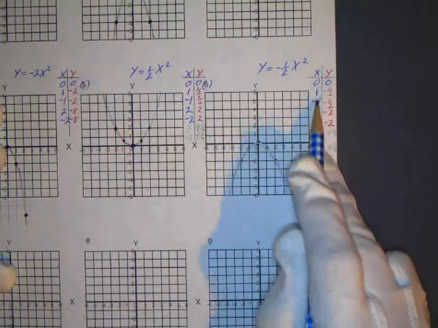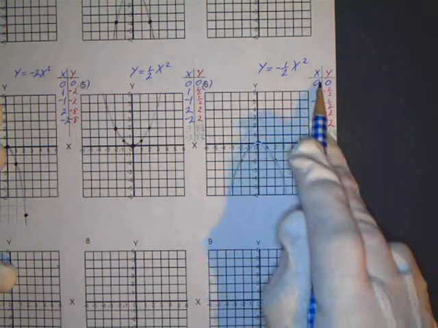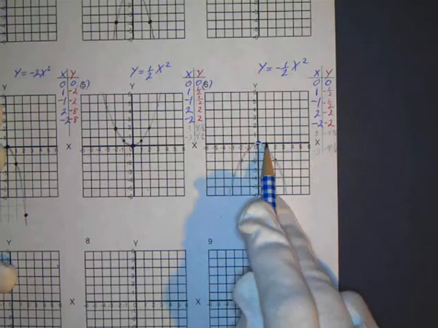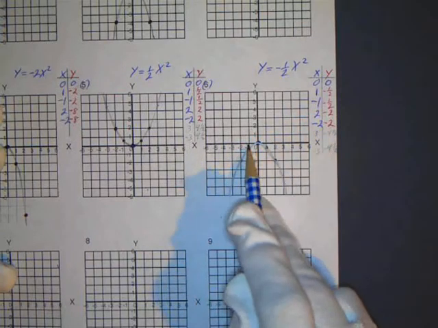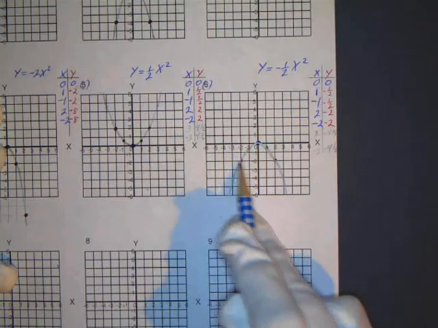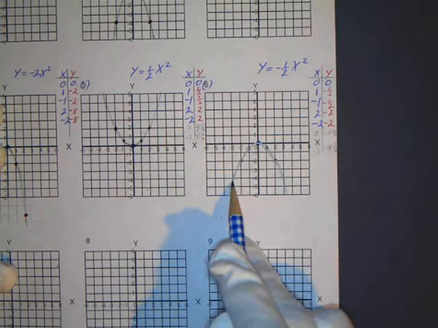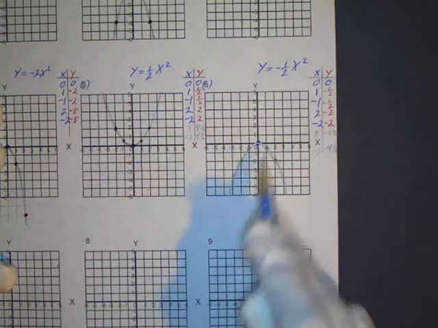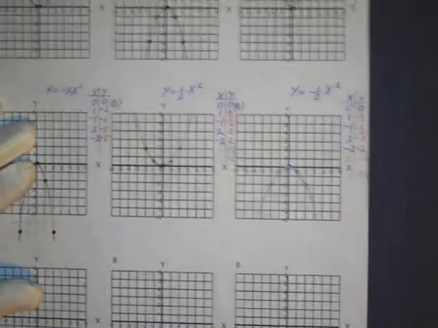So again, this is my horizontal, and my vertical moves from 0, 0. So I'm going to go 0, 0, to the right 1, down 1/2, to the left 1, down 1/2, to the right 2, down 2, to the left 2, down 2. And then I could also use the 3, negative 4.5, and negative 3, negative 4.5, and there's some points. So those are your basic shapes.